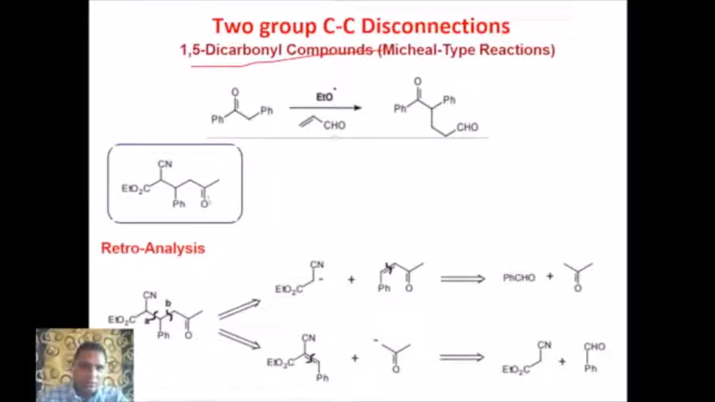So this is the 1, 2, 3, 4 or 5. If you consider from here, but if you consider from here, this one 1, 2, 3, 4, and this is 5. So this is ester, means what? We have the ketone group there. So 1,5 dicarbonyl compounds also can be generated via the Michael type reactions.